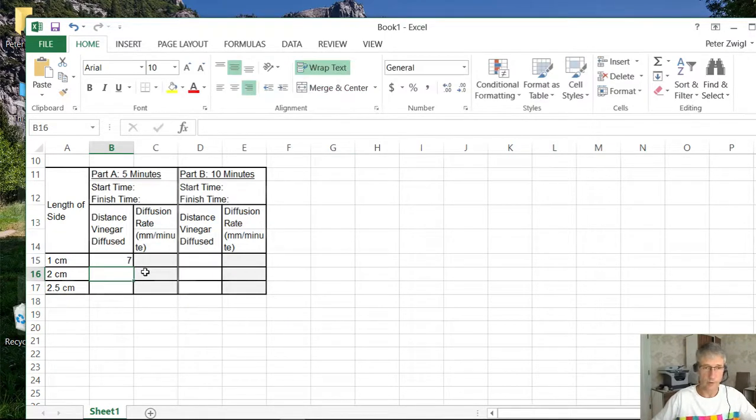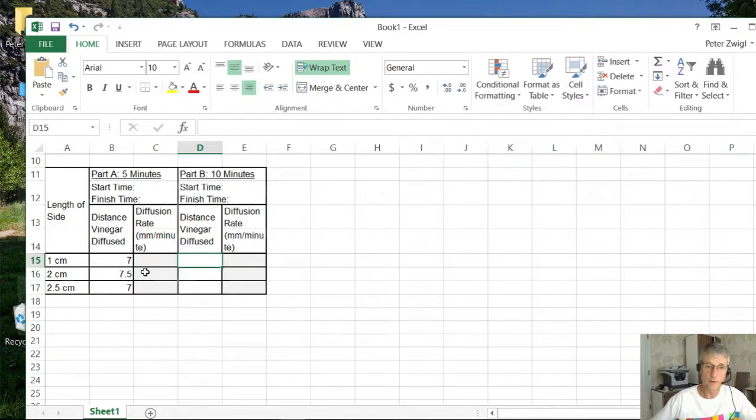Say I put here 7 millimeters, which is not possible, right? We have a 10 millimeter cube. I can't do a 7 millimeter, but that way I can show you how to do this and still not give all the answers away. So I measured 7 here, I measured 7.5, and I measured another 7 here.